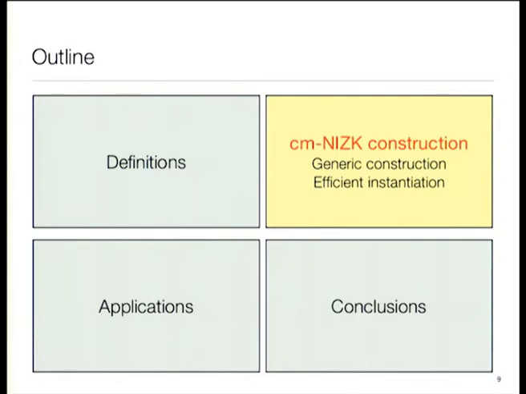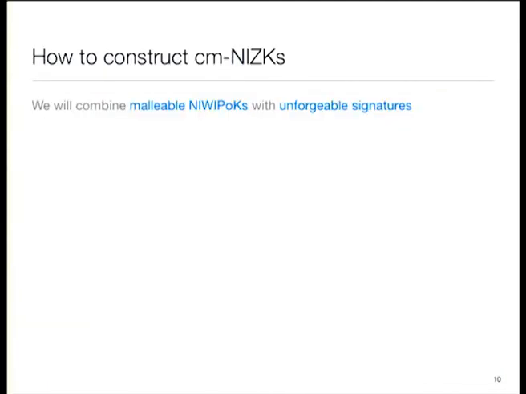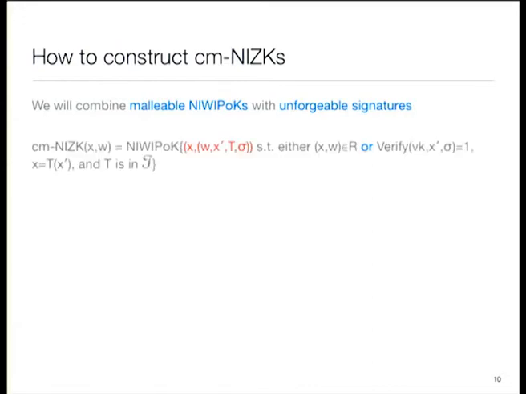Okay, so I'm going to give a generic construction first, and this is going to be by combining malleable witness indistinguishable proofs of knowledge with unforgeable signatures. So the construction is basically to give a CM NISIC for an instance x and a witness w. What we're going to do is prove knowledge of the tuple w, x prime, t, and sigma, such that either w is a valid witness for x, or sigma is a valid signature on x prime, x was derived from x prime by transformation t, and the transformation that was used was allowable. So hopefully this sounds a little familiar, at least from the definition.